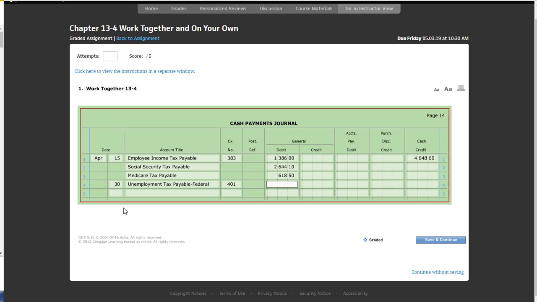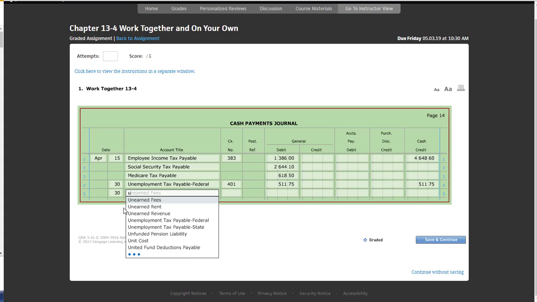And how much do we owe? Yep, so we're going to debit unemployment tax payable, $511.75. And we will credit cash, $511.75. Now, I have to write out a separate check for state unemployment tax. Think about it this way. Federal is getting shipped to Washington, D.C. Our state tax would get shipped where? Madison. So you can't write out one check for both of them. Same date, though. Date will be the 30th.